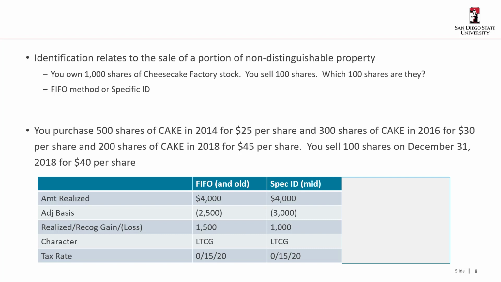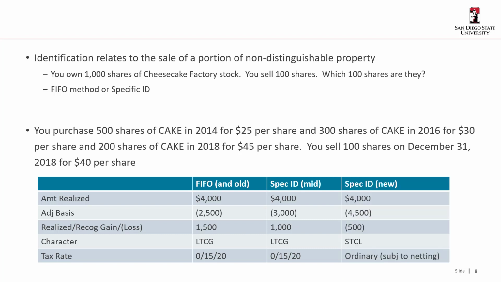In our last example, we're going to use specific ID, and we're going to use them out of the newest tranche of shares, those that were purchased in 2018 and then sold in 2018. So again, amount realized is the same, 40 times 100. This time the adjusted basis is $45 a share, and as a result, you've generated a realized and recognized loss of $500. The character of that loss would be short-term capital loss, and the tax rate that would apply to that is ordinary. Of course, this is subject to any netting rules that we will talk about later in this video, and even more so in class, because the netting process is fairly complex.